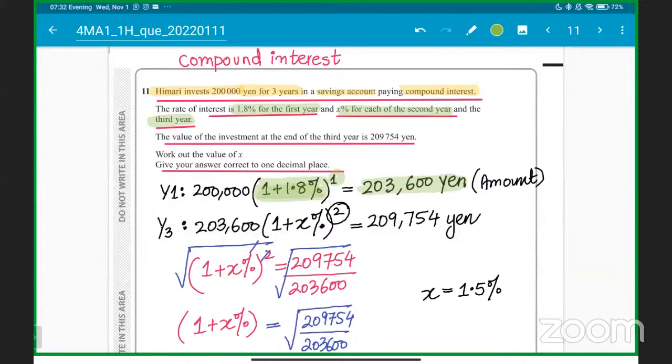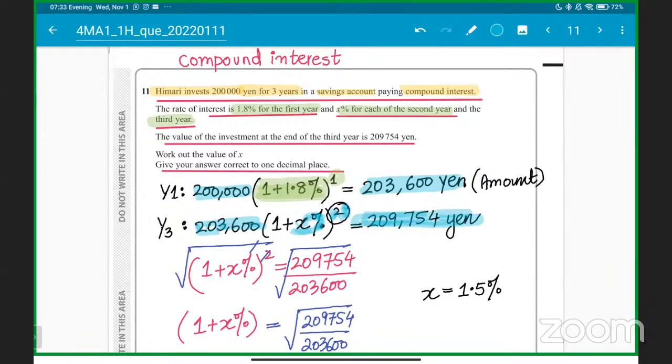If you only find 200,000 into 1.8, you will get how much interest you have earned. You need to know the total amount. At the start of the year, you had 200,000 yen. At the end of the first year, you got 203,600 yen. Now, at the start of the second year, you are putting it with an X percentage of interest rate, and for 2 years, which have the same rate, at the end of 3 years you are getting 209,754 yen.